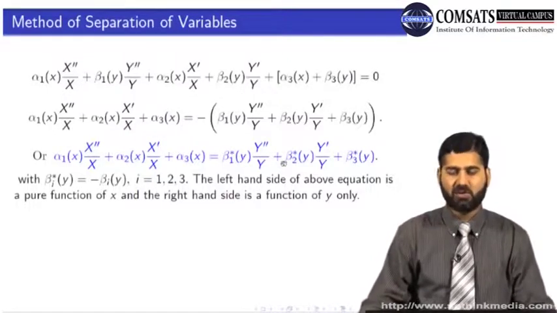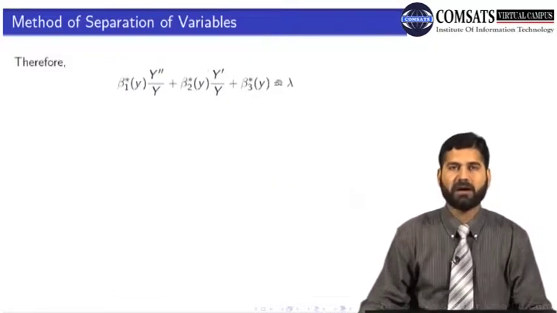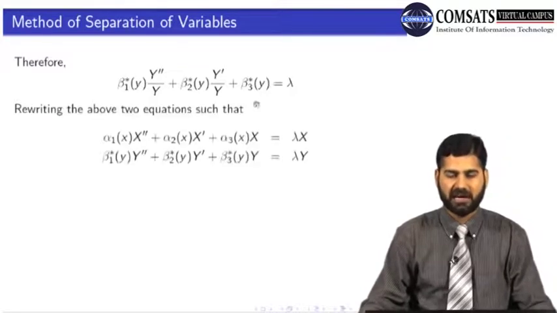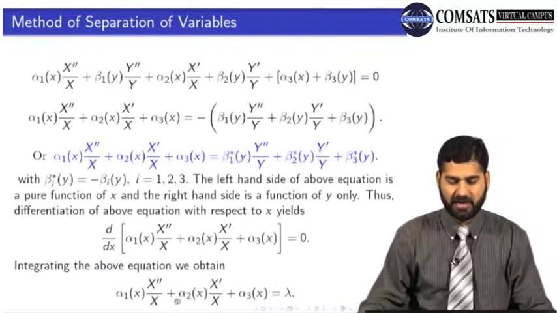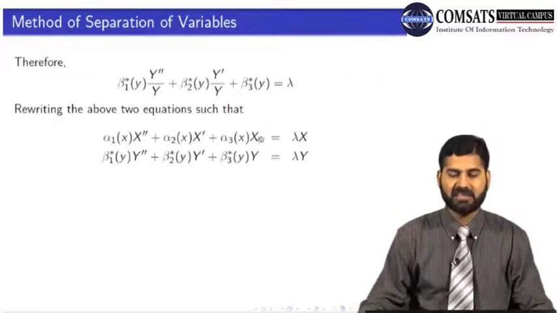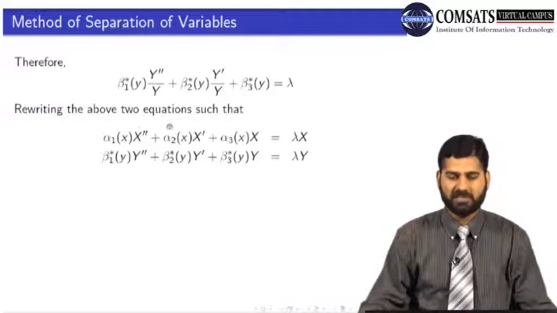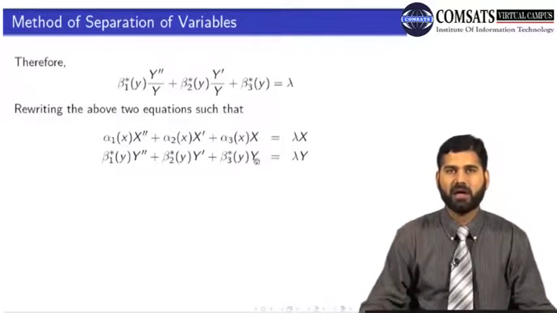Alright? So if they are equal and they have to be constant, we can say that both are equal to lambda, where lambda is any constant. Then I can multiply this by y on the right hand side, and from here I can multiply by x on the right hand side. These are the two ODEs I got. These are just ordinary differential equations, you see. This is just an equation in x, this is just an equation in y.